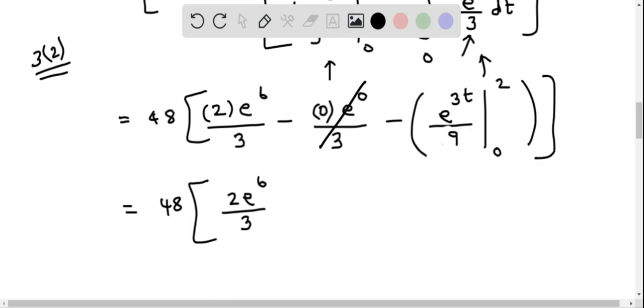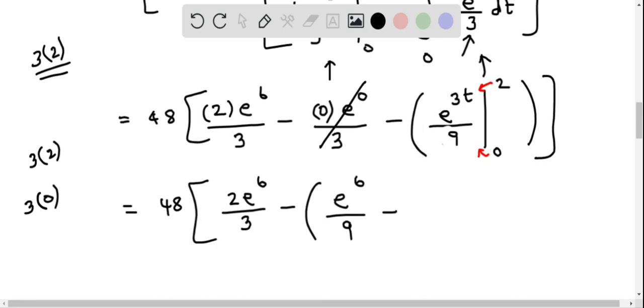Now let's apply the upper limit and lower limit of this expression. We have to apply this as well as this. So first I put this negative and then put a bracket. In place of t, I have to put 2. So once again, this will become e raised to the power of 3 times 2, which is 6. So e raised to the power of 6 divided by 9 minus, now we have to apply the lower limit, that is 0. When we apply 0, it becomes e raised to the power of 3 times 0, and this is nothing but e raised to the power of 0. We know that e raised to the power of 0 is 1. So it's basically 1 over 9.